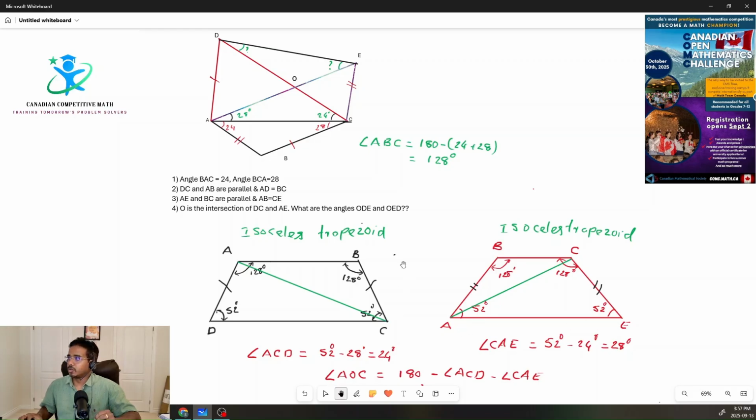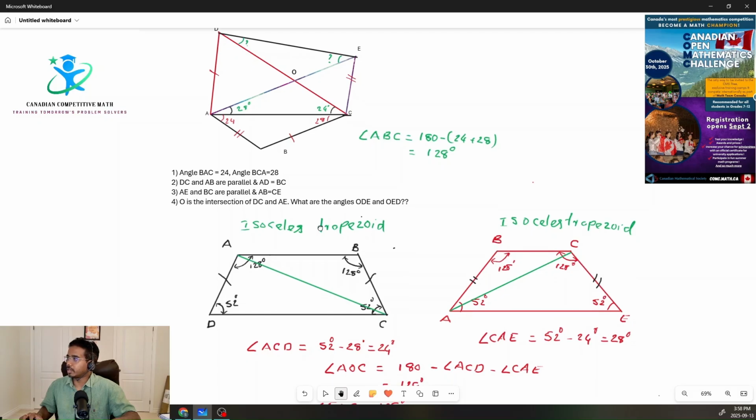Right. So if we take this quadrilateral DABC, we know that angle DCB is 52. So this is 28. We can derive that 52 minus 28, angle ACD is 24 degrees. Similarly, we can derive that in the quadrilateral EABC, angle EAC is 28 degrees. We can derive that. Alright.